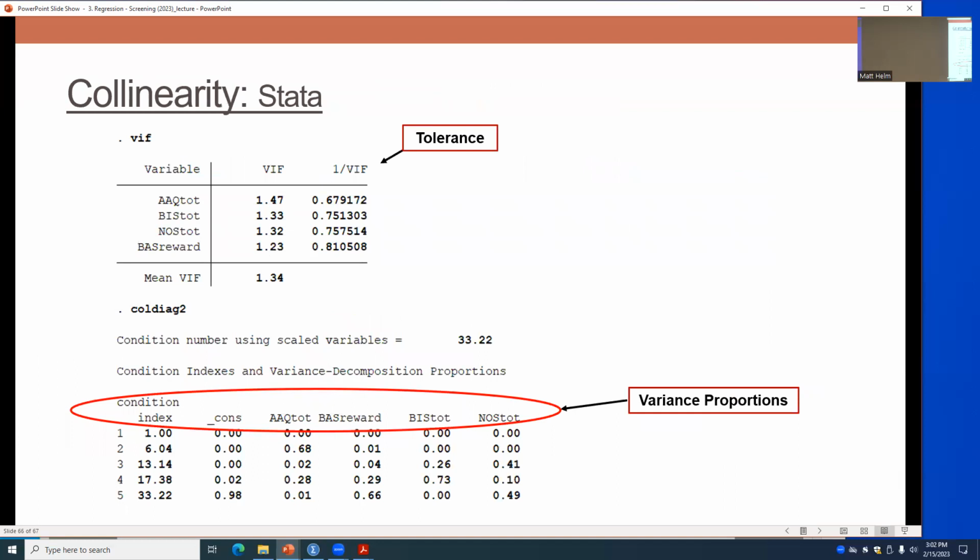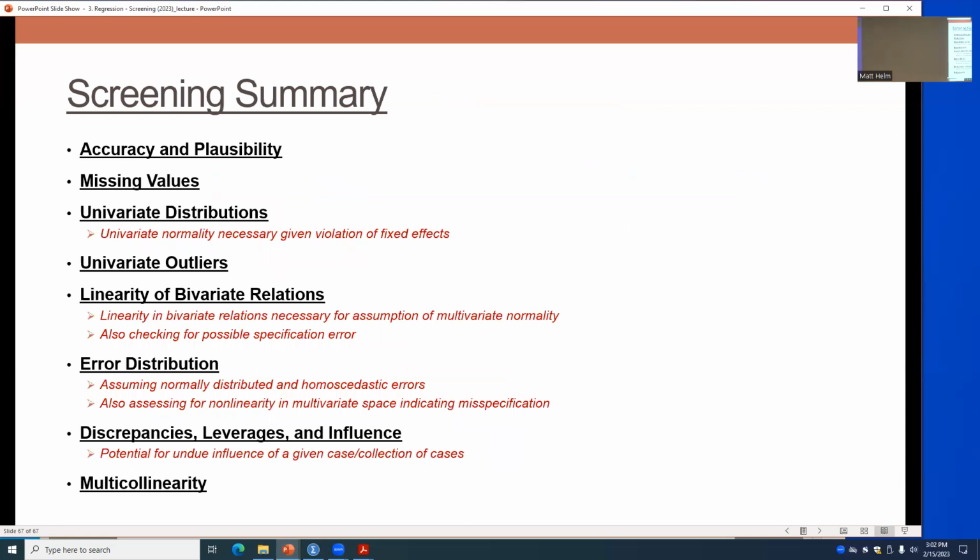And so this is just how you're pulling that out and data, same stuff, nothing different here. All right, so screening summary for your regression models. Lots more things to go through in multivariate modeling to keep an eye on. Accuracy, plausibility, missing values, univariate distributions. All of this is stuff you've done before.